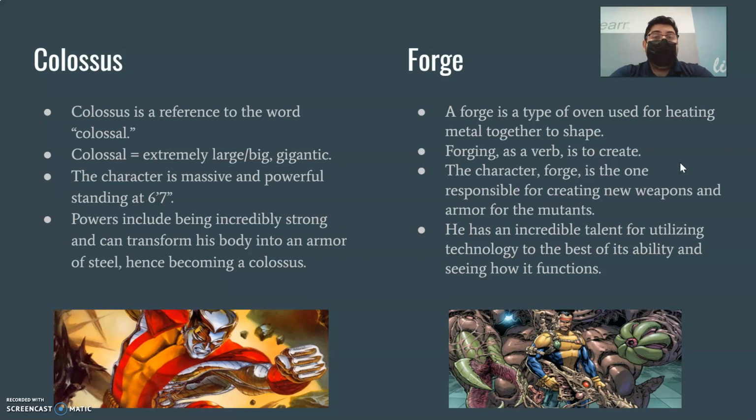Next up, we have Colossus. Colossus is a reference to the word colossal. It's derived from a big, powerful creature. Colossal means extremely large or big, but it's got to be gigantic. So if you've ever heard of the Colosseum in Rome, that's because it's colossal. It's a big arena for people to come and see.